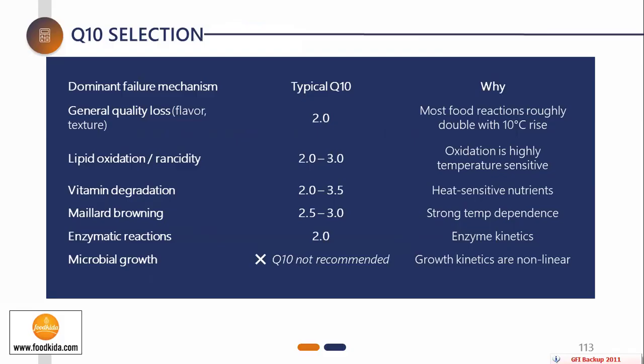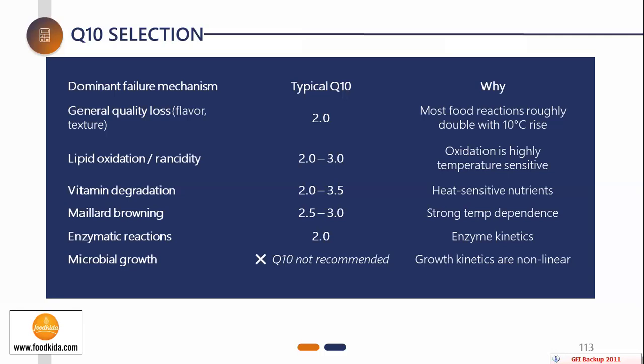Okay. Now these are the Q values. Q values are what? See, for general quality loss, flavor and texture, most food reactions roughly double with a 10-degree rise in temperature, so typical Q is 2. For lipid oxidation and rancidity, Q is higher. I have given a range of 2 to 3. It should be 2.5, where fat amount is more, oil amount is more.